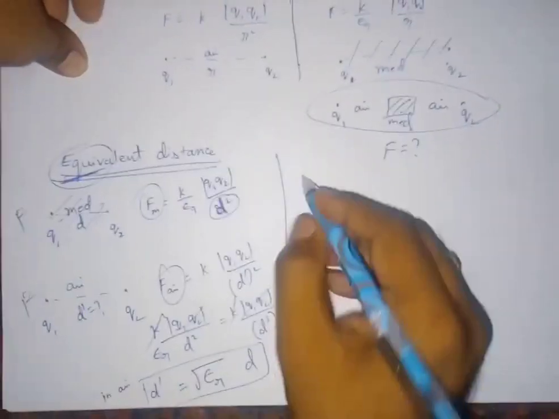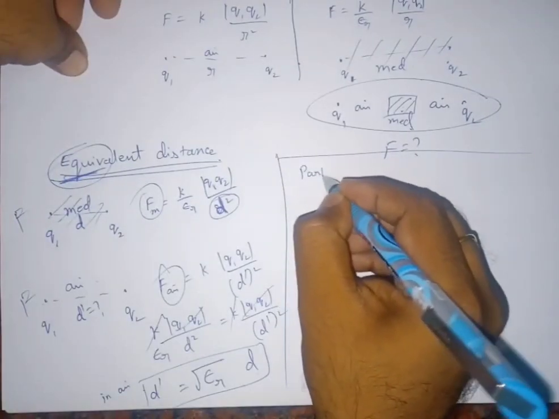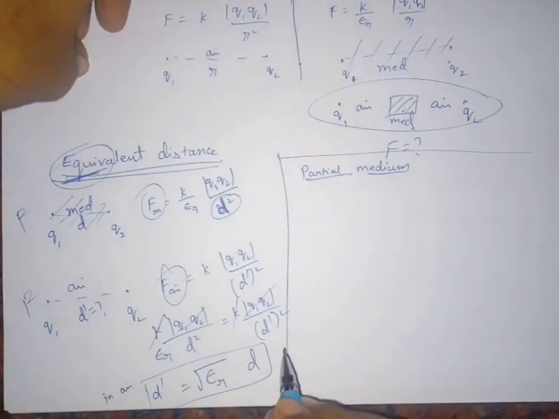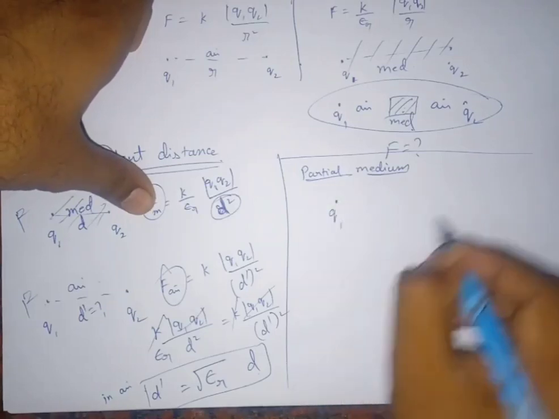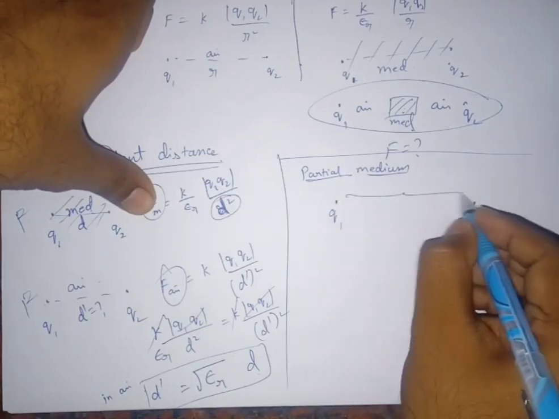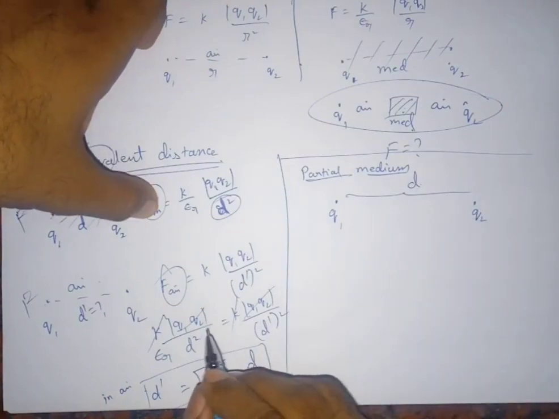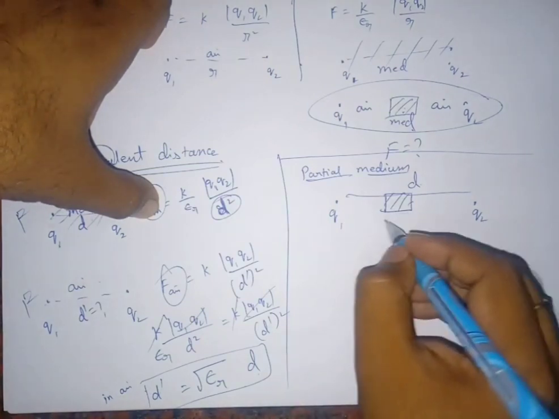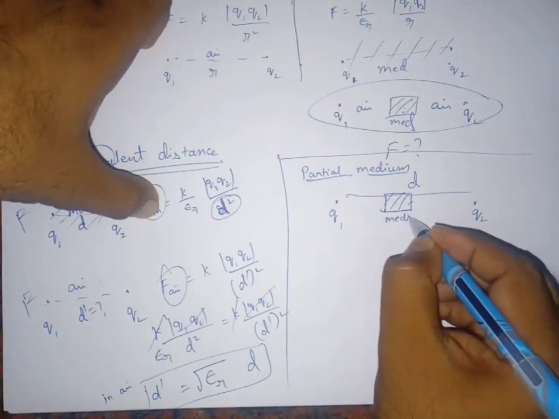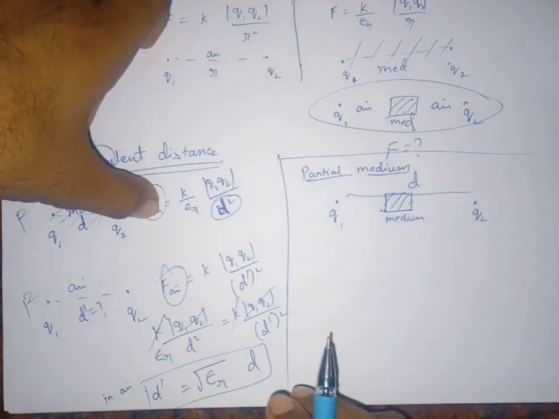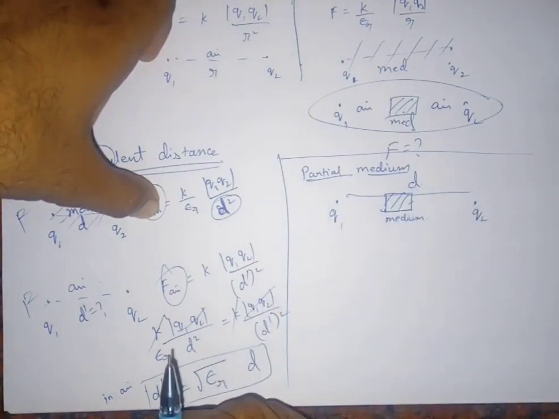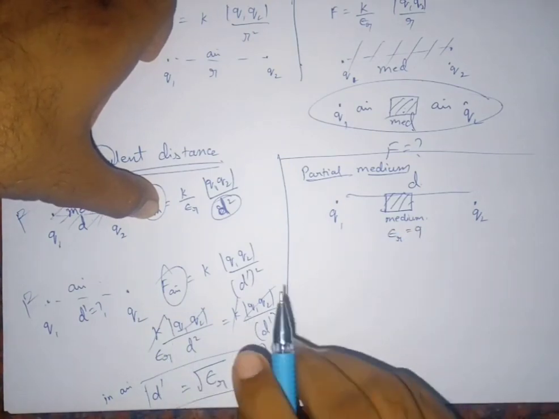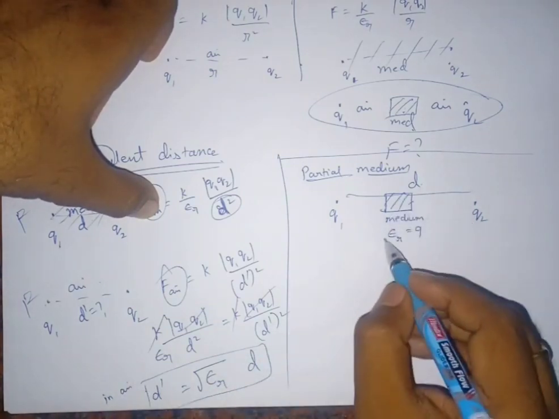So let us use the same principle here for something like a partial medium. In the case of a partial medium, just like we discussed earlier, this is q1 and this is q2. Maybe the distance of separation between them is d. A part of this distance is actually covered with some medium, maybe some kind of a metal or an object which is having some relative permittivity. Epsilon r is equal to something like 9. It is dimensionless, just a number, and it is having some thickness t.